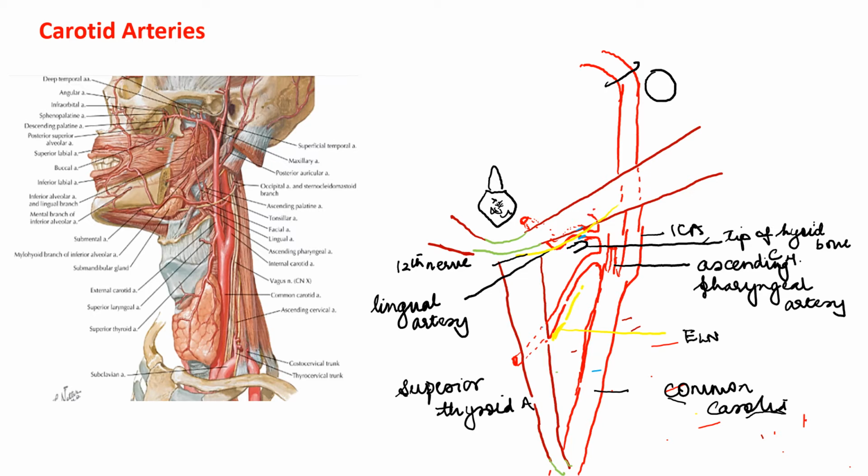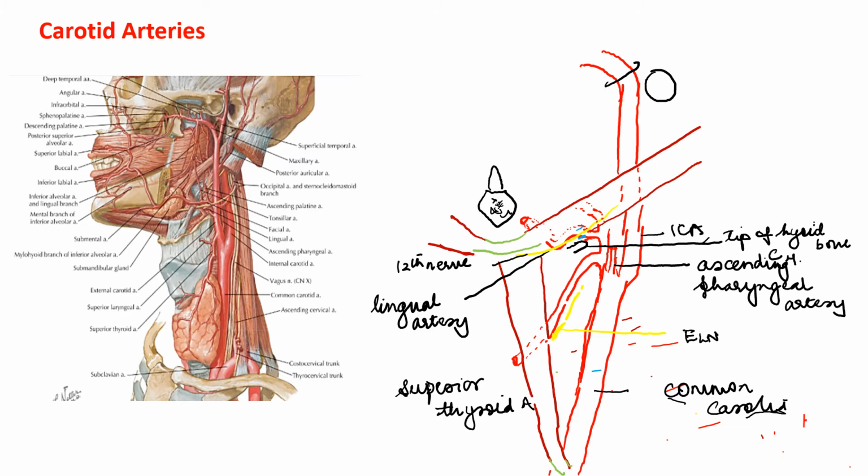Then it gives rise to a facial artery. Okay? So these are all, as you can see, branches which are coming from its anterior aspect. It gives rise to the facial artery. The facial artery moves all the way up. It goes under the digastric. It goes to the angle of the mandible. So let's look at it here first.